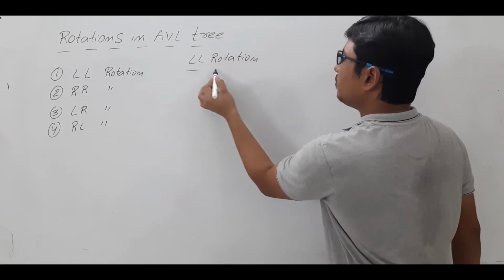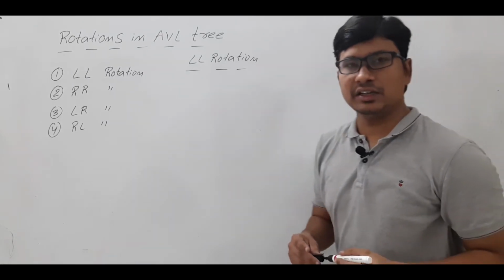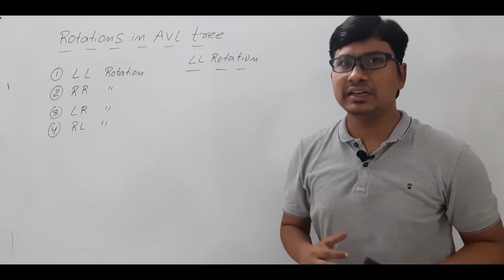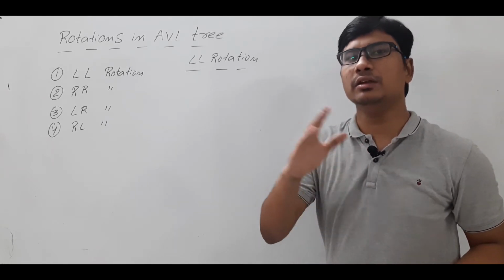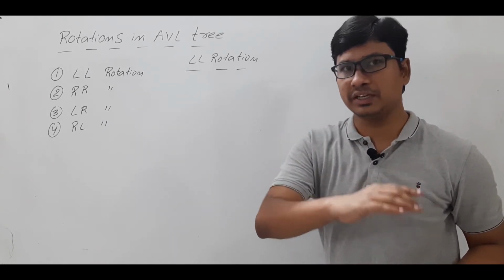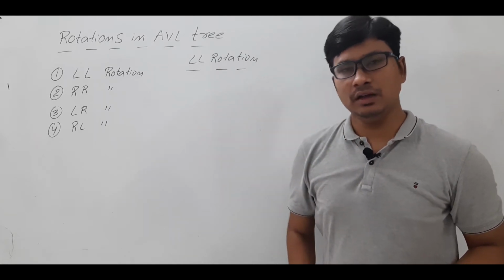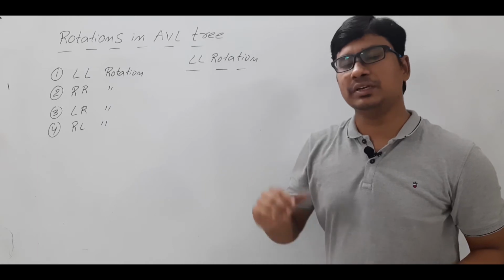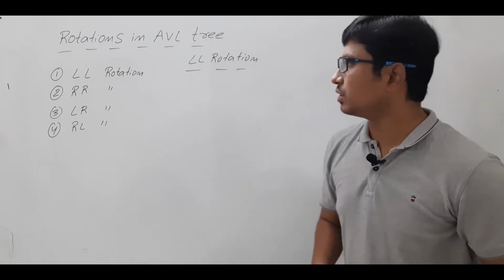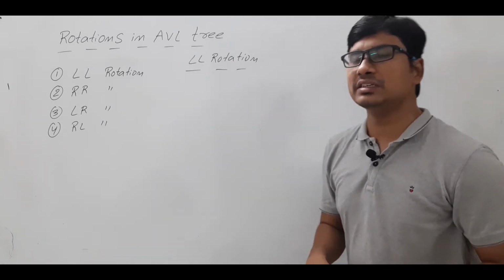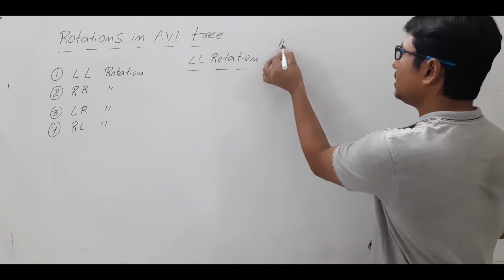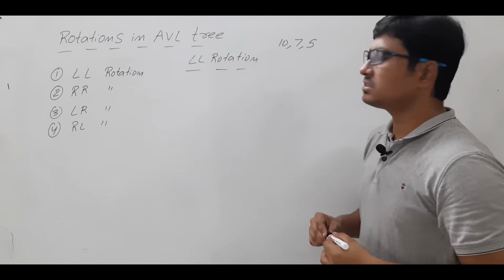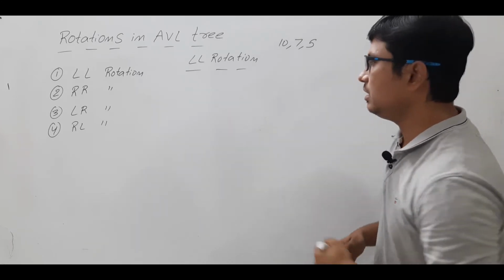First thing, an AVL tree should also satisfy the binary search tree property. What is the binary search tree property? All the elements in the left subtree should be less than the root node, and all the elements in the right subtree should be greater than the root node. Now let's say I want to insert elements 10, 7, 5 in the AVL tree.